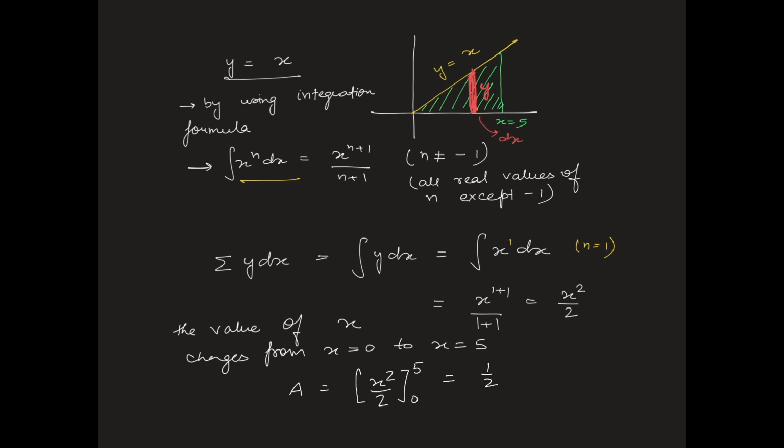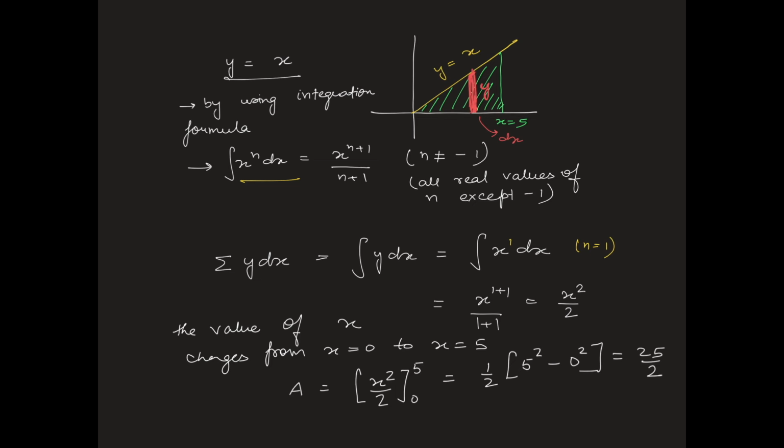आप 1/2 कॉमन ले सकते हैं. पहले अपर लिमिट डालो, minus lower limit डालो, substitute x first with the upper limit and then with the lower limit, and then you will get 25 divided by 2. That is exactly the same area by using integration formula.